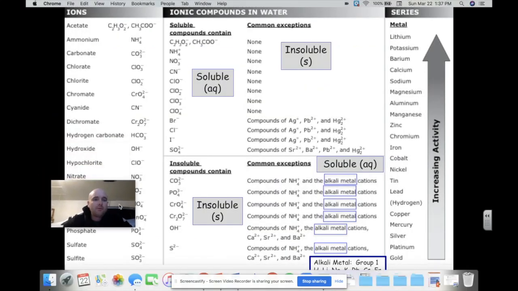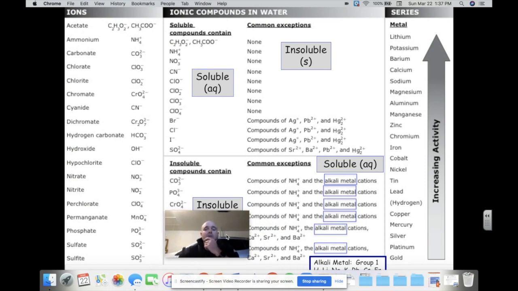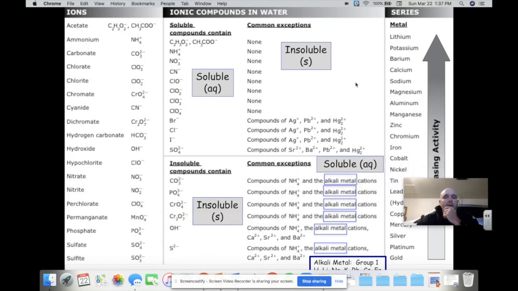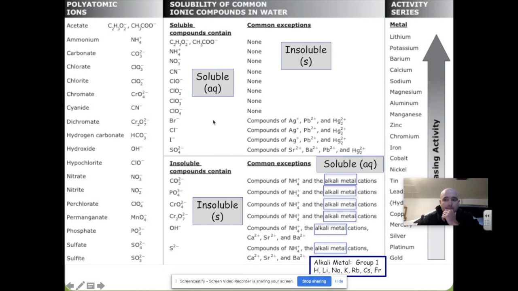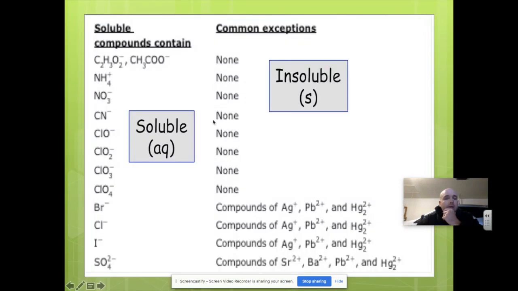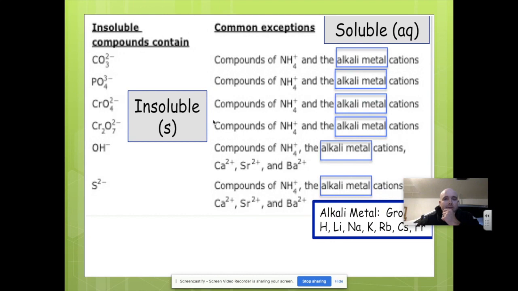So we will use this solubility rules table right here. Now what we're mostly focusing on is the stuff in the middle. We're going to look at the stuff on top and the stuff on bottom. Now the polyatomic ions you should be familiar with. Make sure you understand those because those will be necessary here. This is it blown up a little bit, and this is it blown up down here.